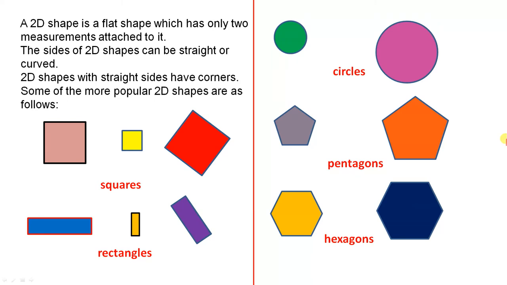Some of the more popular 2D shapes are as follows. So we've got squares, in different orientations. We have rectangles, we have circles, pentagons, which are five-sided figures, hexagons, which are six-sided figures. So they're just some examples of popular 2D shapes, and there are many, many others.